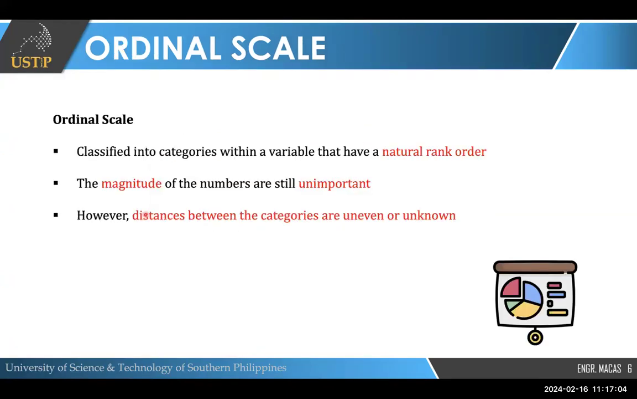Okay, ato ta karon sa ordinal scale. In this type of data class, they are classified into categories just like the nominal data, within a variable that has a natural rank order. So ang difference niya karon sa nominal is it does have this order. Okay? Meaning, naay lesser, naay higher. Pero, the same with nominal scale, the magnitude of the numbers are still unimportant. Dili gyapon ga matter ang figure or ang value niya. Pero naa siya'y order. Okay? However, it has an order, but distances between the categories are uneven or unknown.